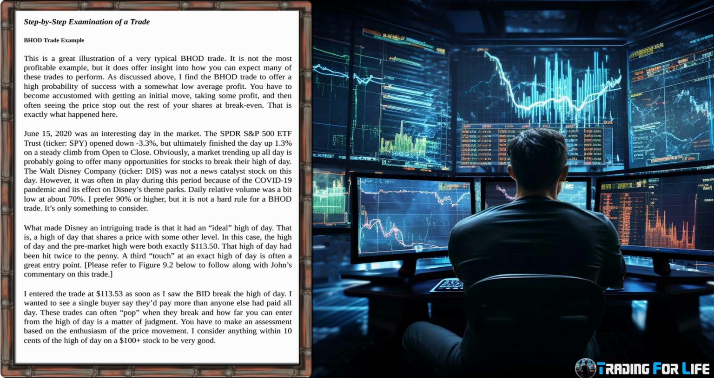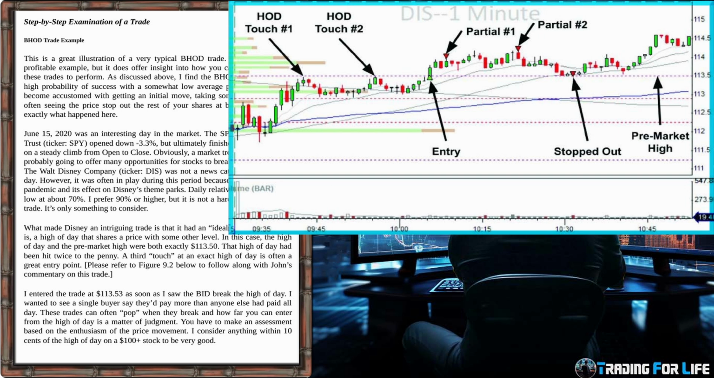What made Disney an intriguing trade is that it had an ideal high of day. That is, a high of day that shares a price with some other level. In this case, the high of day and the pre-market high were both exactly $113.50. That high of day had been hit twice to the penny. A third touch at an exact high of day is often a great entry point. Please refer to figure 9.2 below to follow along with John's commentary on this trade.